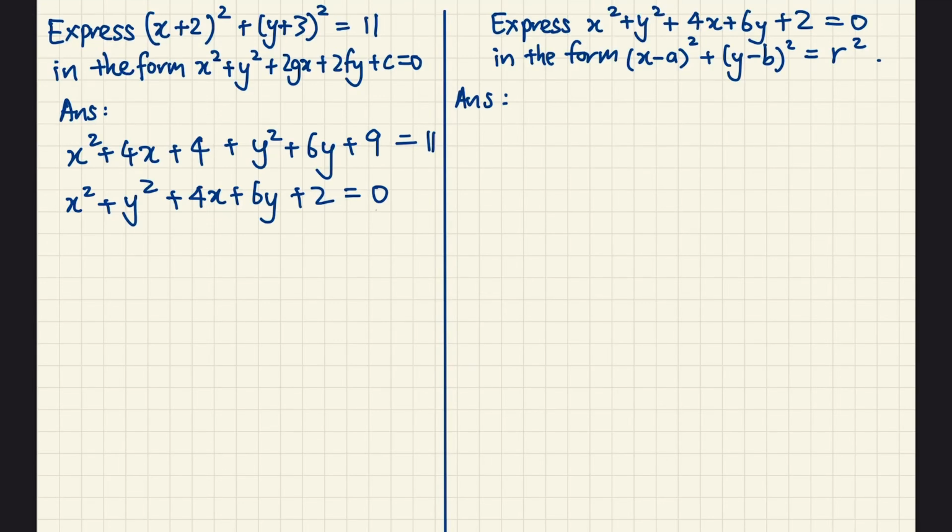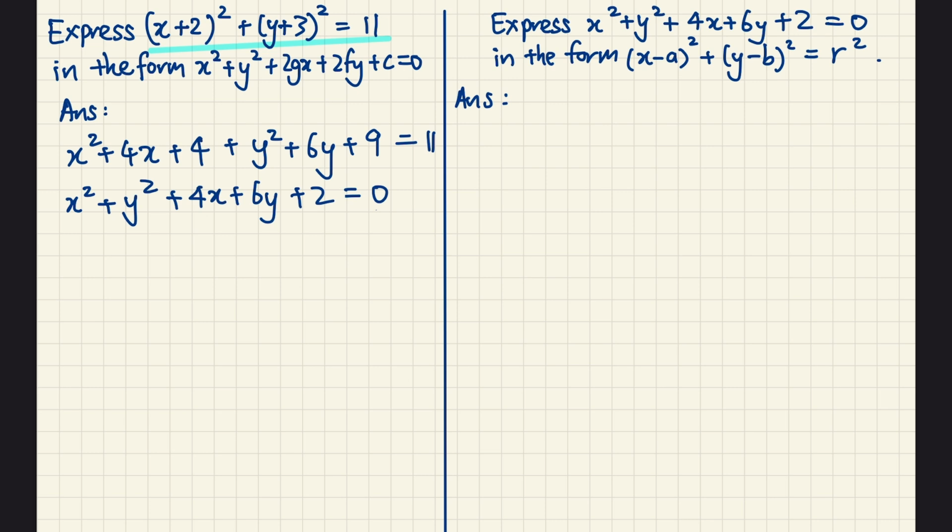When we work with the equation of a circle, I find that the standard form is actually more helpful because it gives us an easy way of extracting the coordinates of the center of the circle as well as the radius of a circle. So I'm referring to this form.